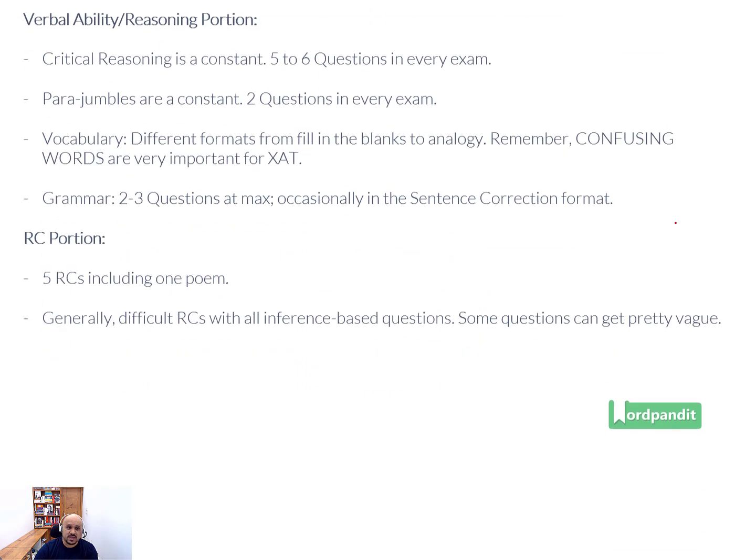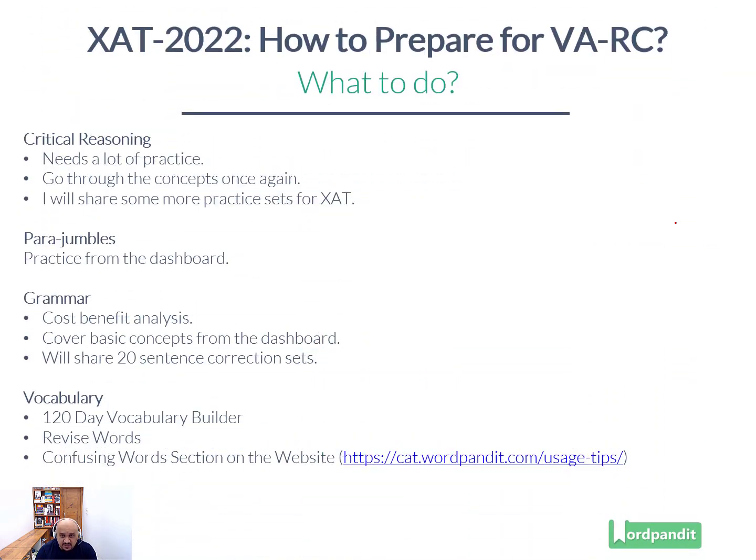Now, how can we help you with the course? What is it that we've got in our course that you can use? You've got parajumbles in the dashboard, more than enough. Critical reasoning, you need lots of practice. You need to go through the concepts. I've already covered these in the course in detail. There are 10 classes for critical reasoning. Along with that, I will share practice sets specifically for XAT as well. And I'm going to do that in the month of December as well. So you'll get lots of practice.